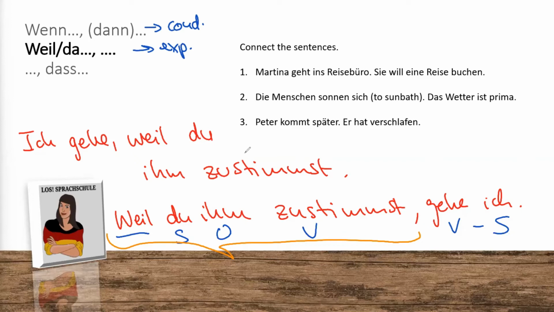If we put it in the beginning, like we have here, then it changes again. We say, ich gehe, I go, because you agree with him. Subject, verb. So please remember verb at the end and verb at the beginning, like we had before. And again, the parts of the sentence are interchangeable, but keep in mind the position. Let's go to the exercise.